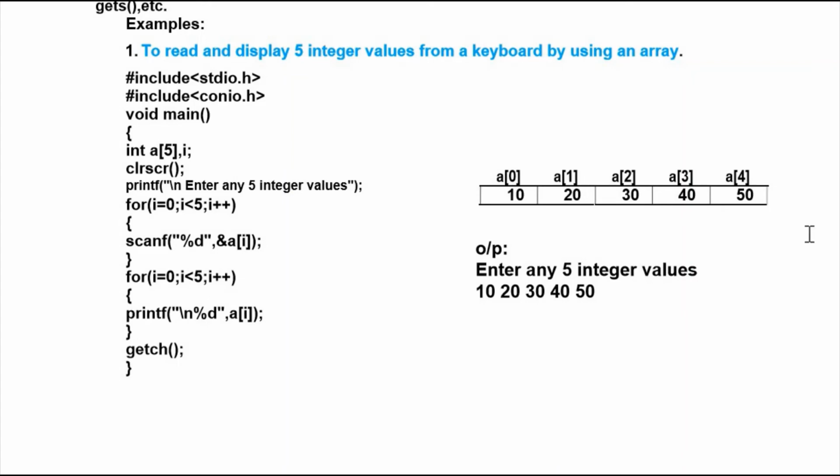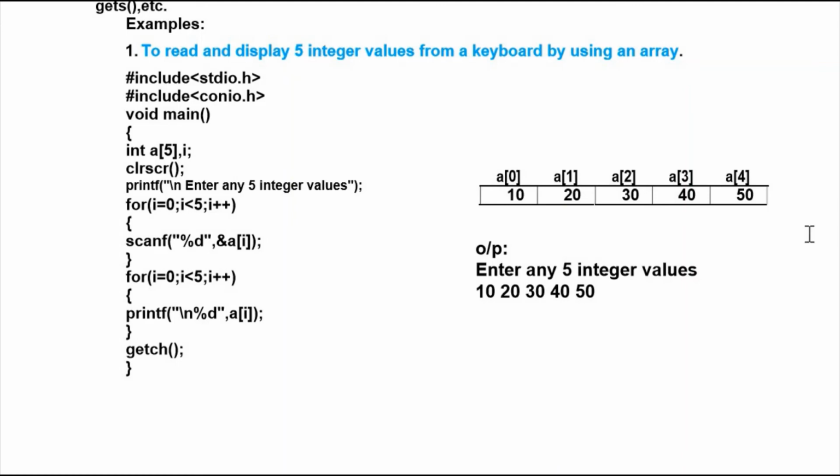Now before it goes to check, the value of I is automatically incremented by 1. So is I less than 5? Yes, it is less than 5. So scanf is performed again. So this goes on until the value of I becomes equal to 5. Right? As long as it is less than 5, this loop is executed. When I becomes equal to 5, it will come out of the loop.